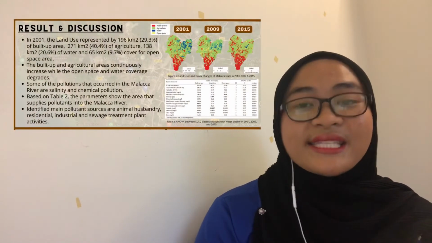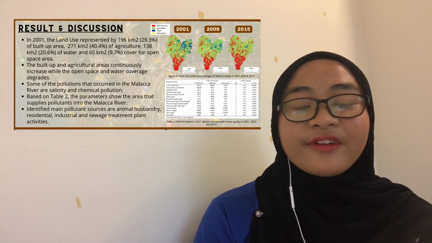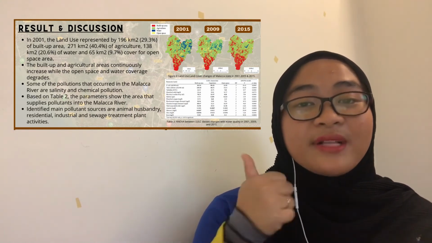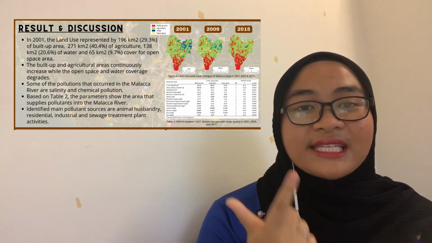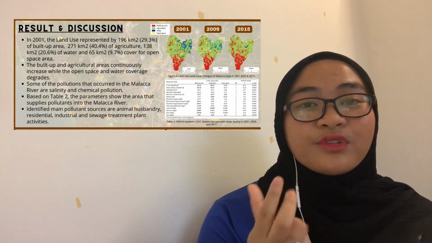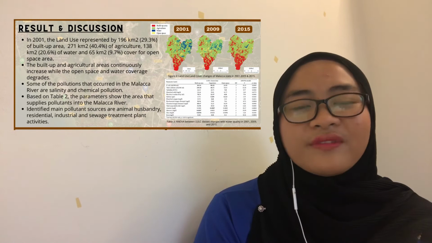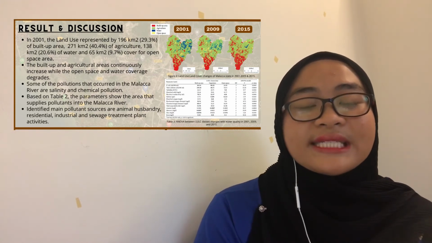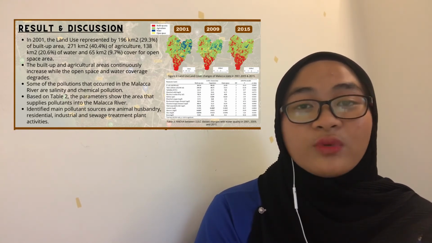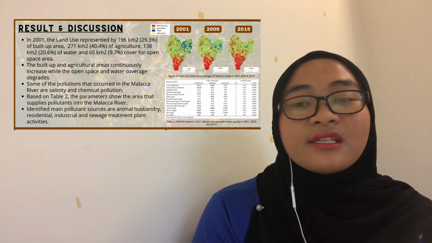In summary, some important sources that have been identified from this study are animal husbandry, residential activities, industrial activities, and also agriculture activities. Despite the benefits that humans get from all of this development, our nature, such as the natural watershed of Malacca, which is the Malacca River, is going to be affected with negative impacts.